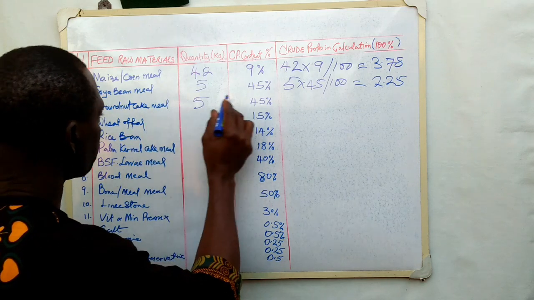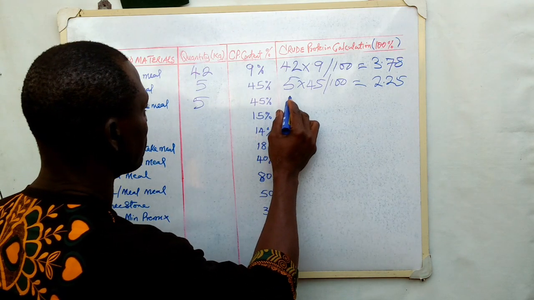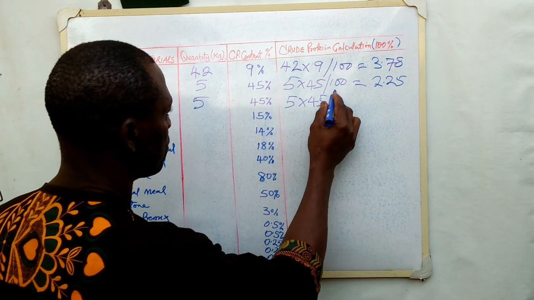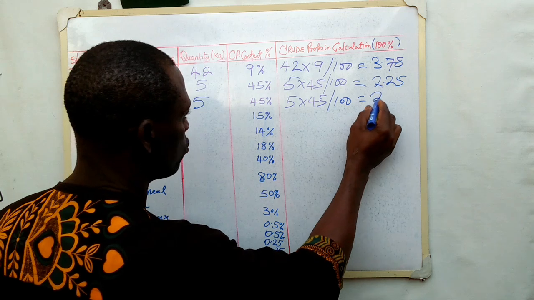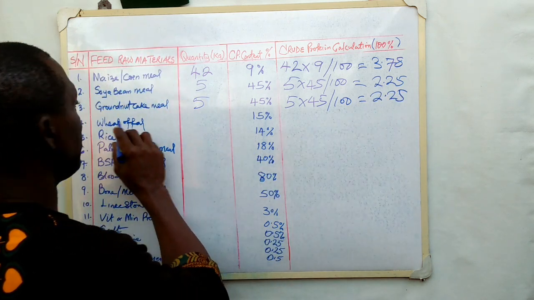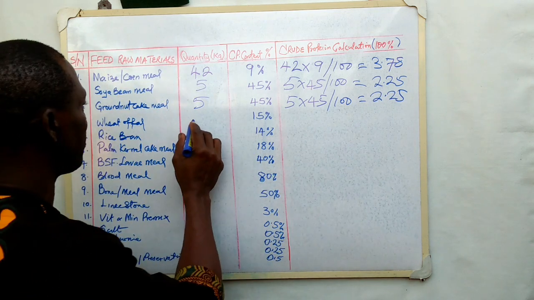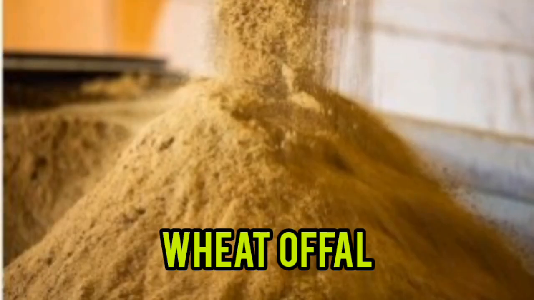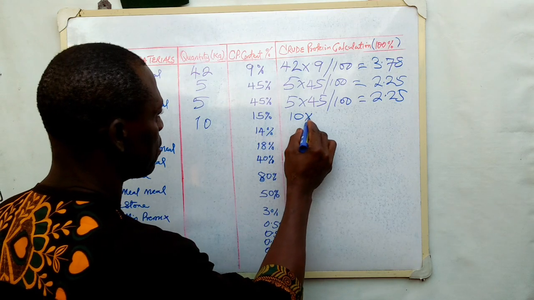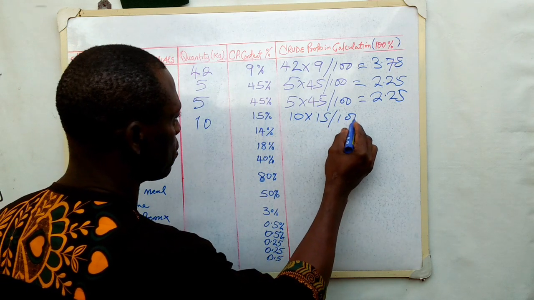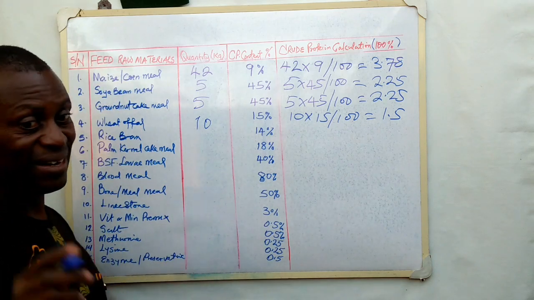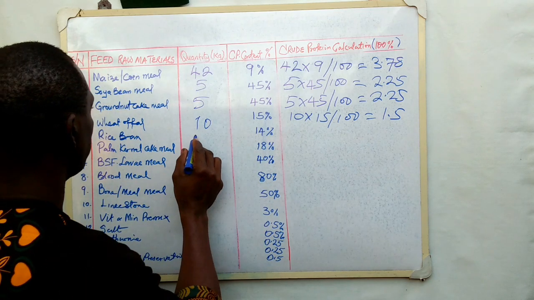Five kg. 5 times 45 divided by 100 gives 2.25. Next one is wheat offal. We're using 10 kg. 10 times 15 divided by 100 gives 1.5. Next one is rice bran. Rice bran, we are using 7 kg.